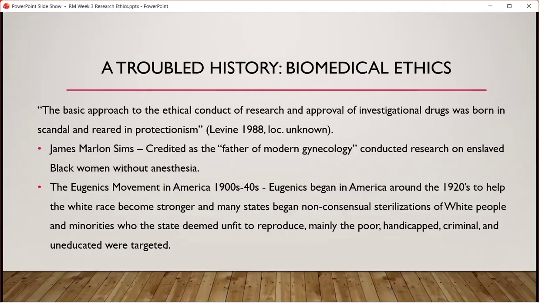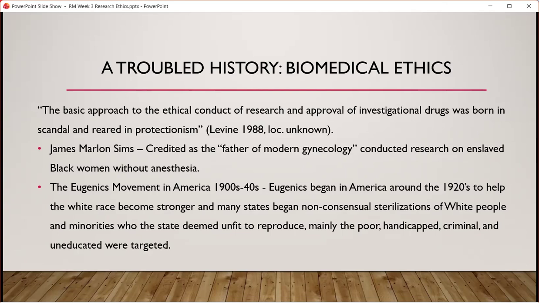I always like to name James Marion Sims, who is considered the father of modern gynecology, but he conducted horrific and terrible experiments on enslaved Black women without consent, without anesthesia. And while out of that work came great advances, again, it's an incredibly problematic and troubled start to that work.